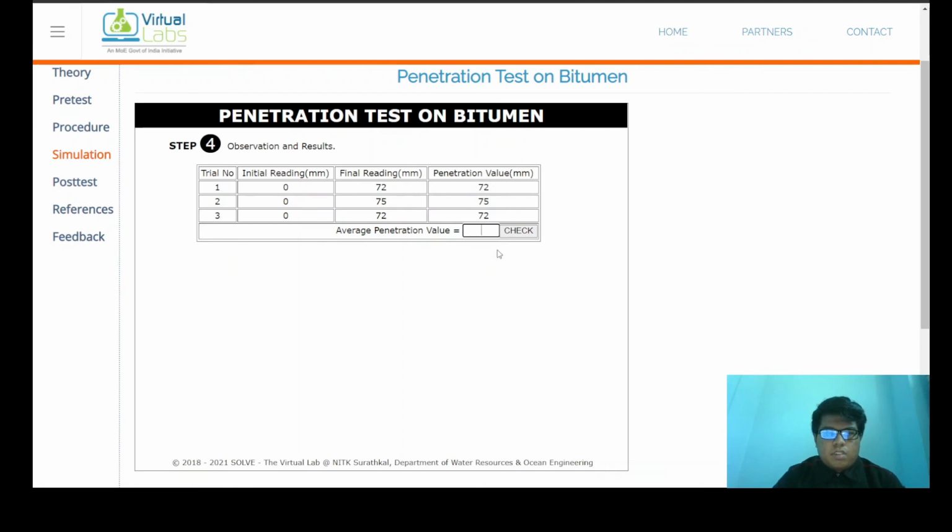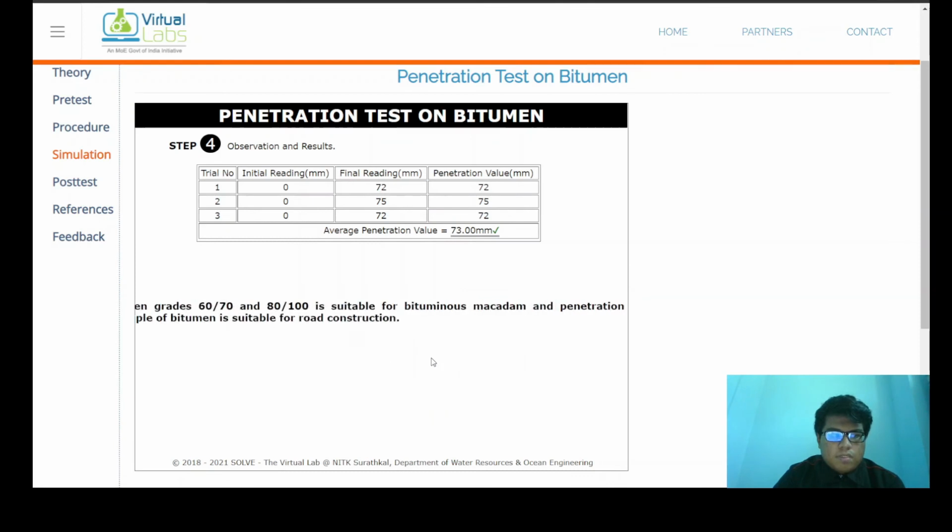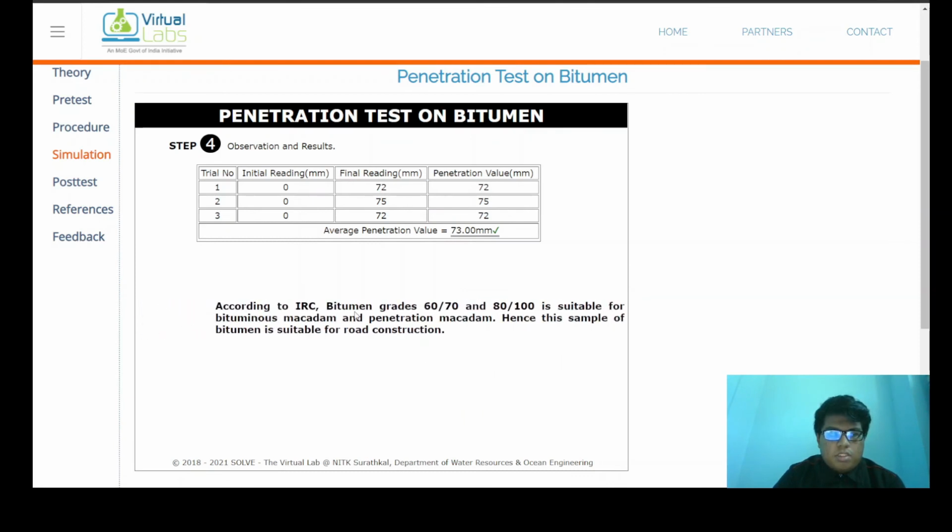The average penetration value we can get by adding the 3 penetration values and dividing by 3. Okay, the answer is 73. Is the obtained penetration value suitable for road construction or not? Yes, it is suitable. According to the IRC, bitumen grades 60 to 70 and 80 to 100 are suitable for bituminous macadam and penetration macadam. Hence, this sample of bitumen is suitable for road construction.